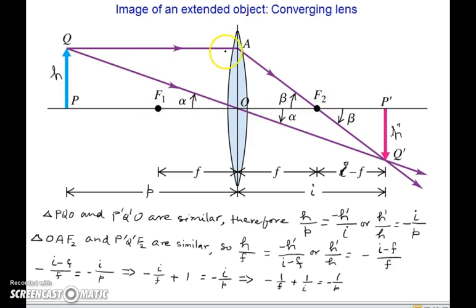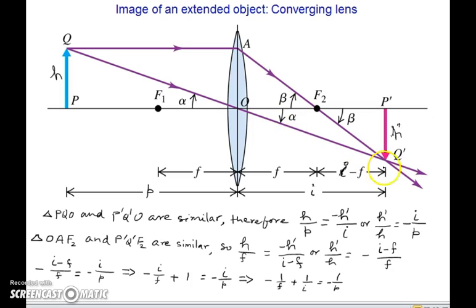The first ray is parallel to the principal axis. Parallel rays, after passing through the lens, will pass through the focal point. So this is the incident ray, and this is the outgoing ray that passes through it. Then there's the ray which passes through the center of the lens, and this ray goes undeviated.